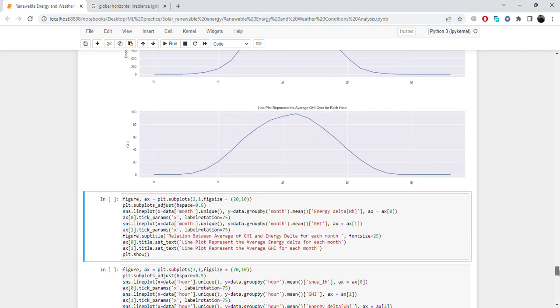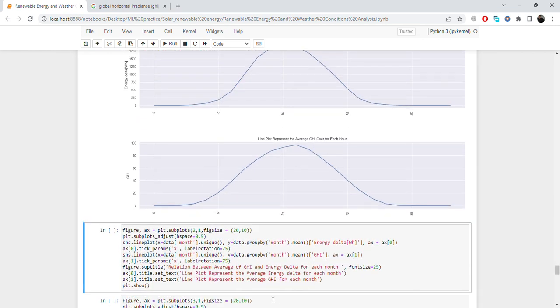Now we'll go for the second one. Here we'll see the average energy delta for each month and the average GHI for each month. It means the time where more energy is required should be the time where the GHI is more. The question that arises is: if we need more energy in November and have more GHI in August, then there is no use. We cannot store the energy in battery form, and this is not a feasible answer. If we have more GHI and need more energy in the same month, then this is a more feasible answer. So, let's find out.